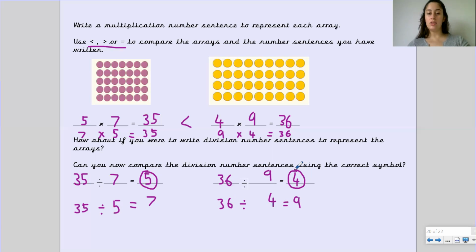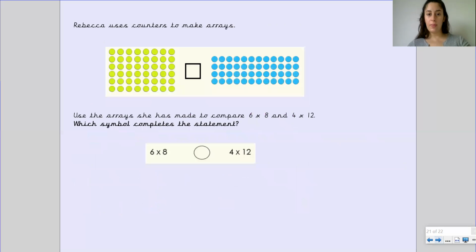So which one is larger? 5. Here, my answer is 7, and here my answer is 9. So which one is larger? 9. So depending on what order you've written it in, you just need to pay attention to the answer to use the correct symbol. Okay, can you pause the video and have a go at doing this on your scrap piece of paper? And then again, we will go through this together as well.